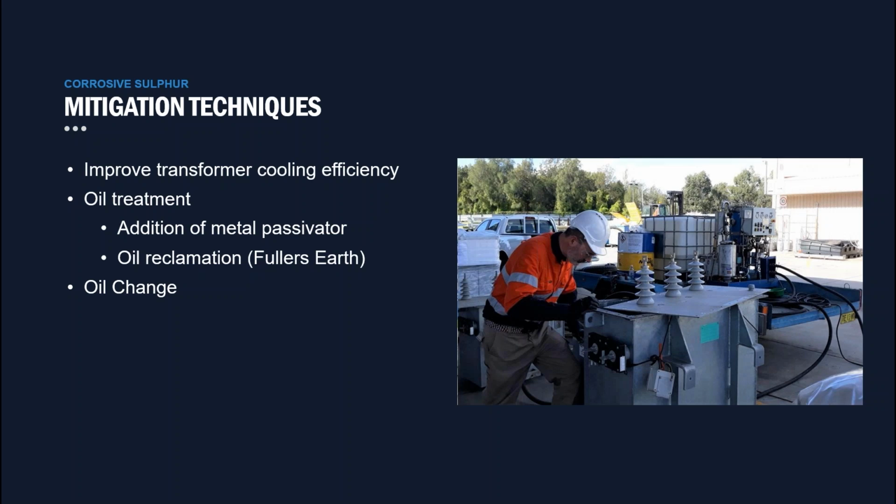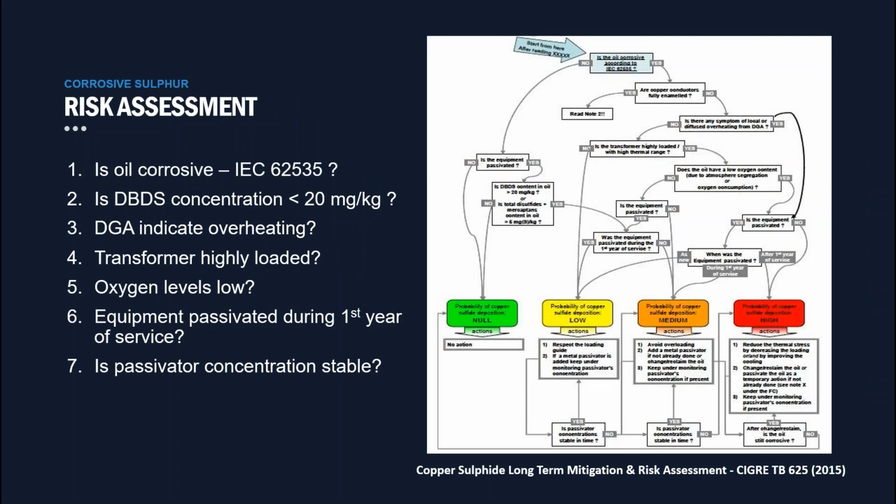And if the oil is silver corrosive, or if the passivator levels continue to decline, this suggests an active corrosive sulfur problem, and a long-term solution is to replace the oil. And after you change the oil, after 12 months, if the DBDS levels are still greater than 20 ppm, because the DBDS could seep out of the windings, then you need to think about oil reclamation to reduce the DBDS levels. So this is the final page.